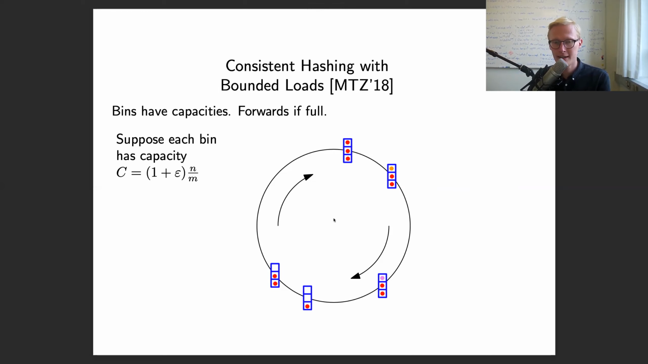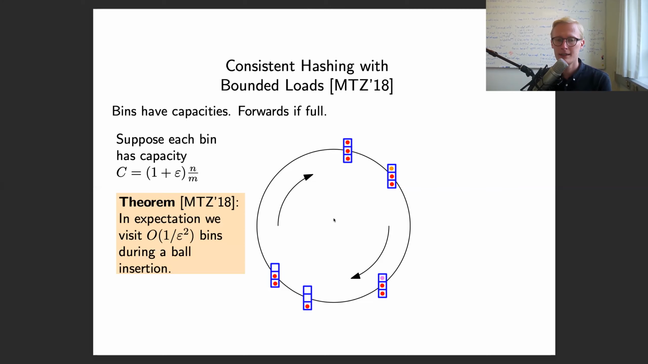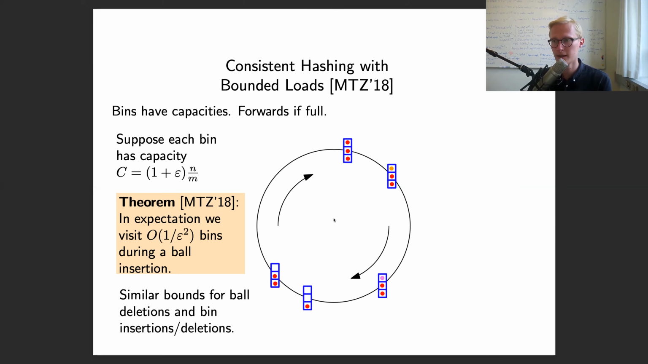And let's say that each bin has capacity which is a factor of 1 plus epsilon times more than the average. Then in this paper, it was proved that in expectation, when inserting a ball, we have to visit order 1 over epsilon squared bins. And the paper also proved similar bounds for ball deletions and bin insertions and bin deletions. For the bin insertions and deletions, we have to multiply this bound by a factor of c. And actually, these similar bounds all follow from the theorem above, so it is sufficient to analyze the ball insertions.